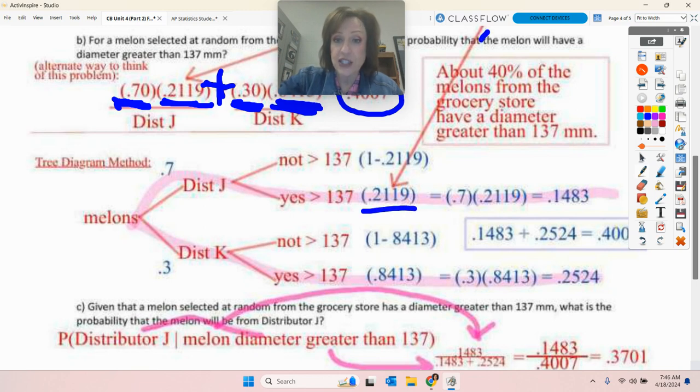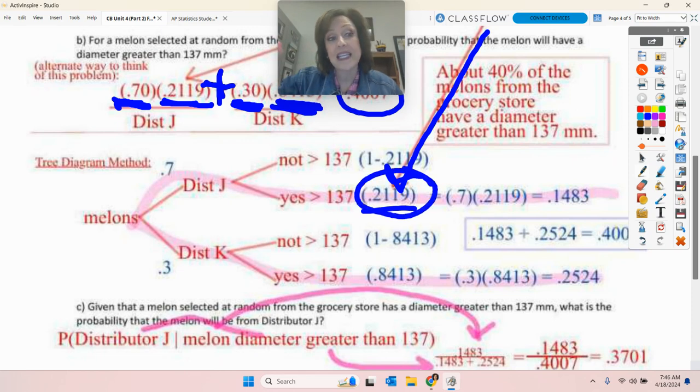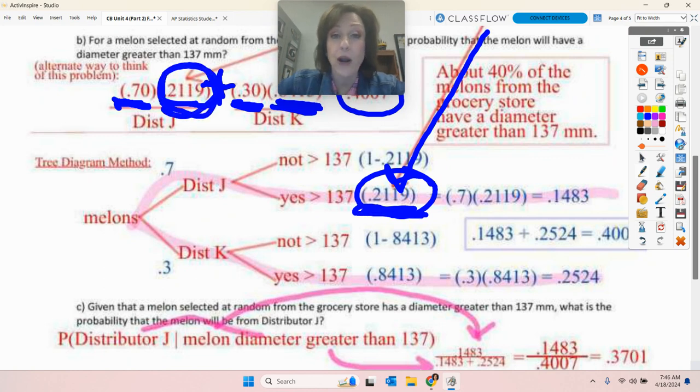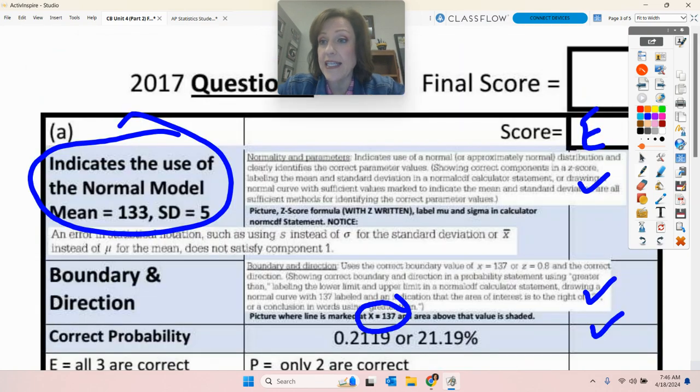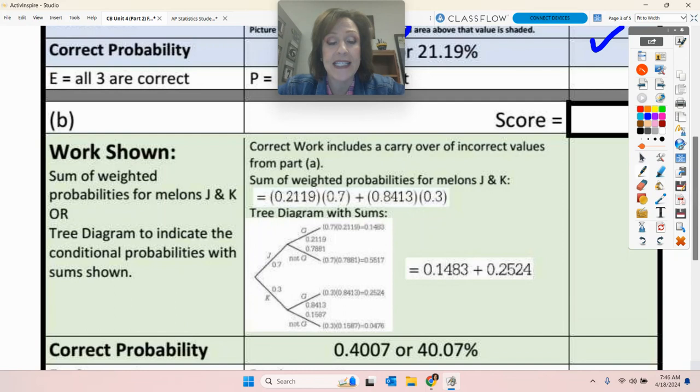And they saw that you carried this over from part A. So once again, if you had missed part A, then they would have looked to see that you carried this number right here over properly from part A. Okay, and then distributor K and this. So you wanted these two pieces. So in our grading guidelines, we want to see that we had a sum of those two weighted probabilities.